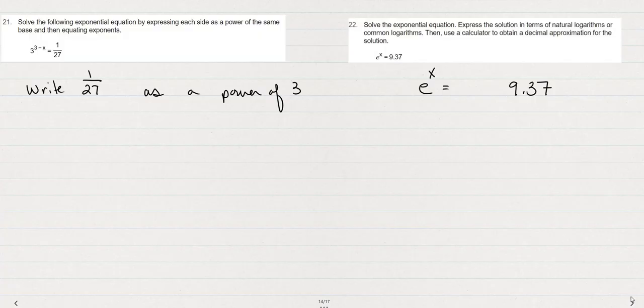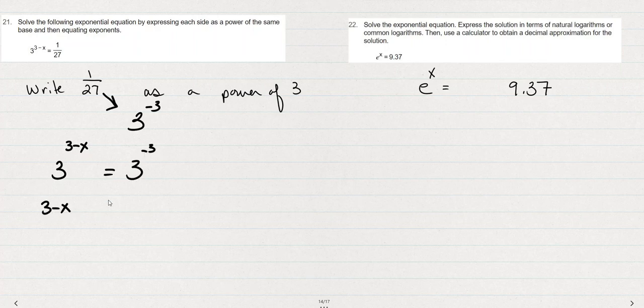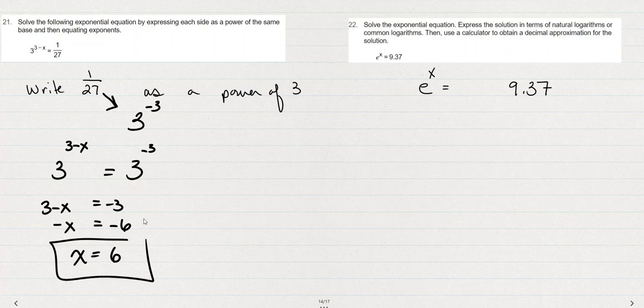Let's see what's next in this. We're going to jump back to 21. Did you see that this 1 over 27 could be written as a power of 3? So 1 over 27 is 3 to the negative 3. So we have 3 to the 3 minus x equals 3 to the negative 3. Write the exponents equal to each other. 3 minus x must be equal to negative 3. So the opposite of x equals negative 3 minus 3, so negative 6. So x is equal to 6. And if we check that, it does work out for us.